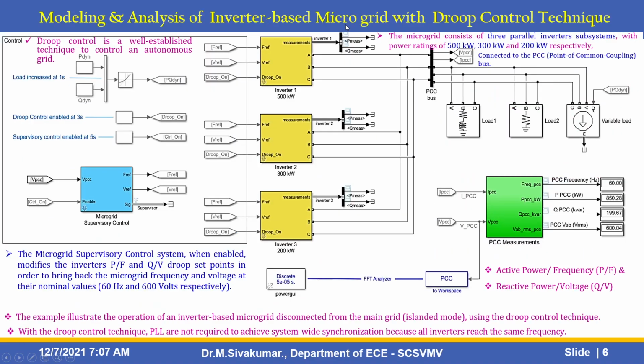Okay, this is the general model of this example. This simulation diagram shows the modeling and analysis of an inverter-based microgrid with the droop control technique. Here are the subsystems.